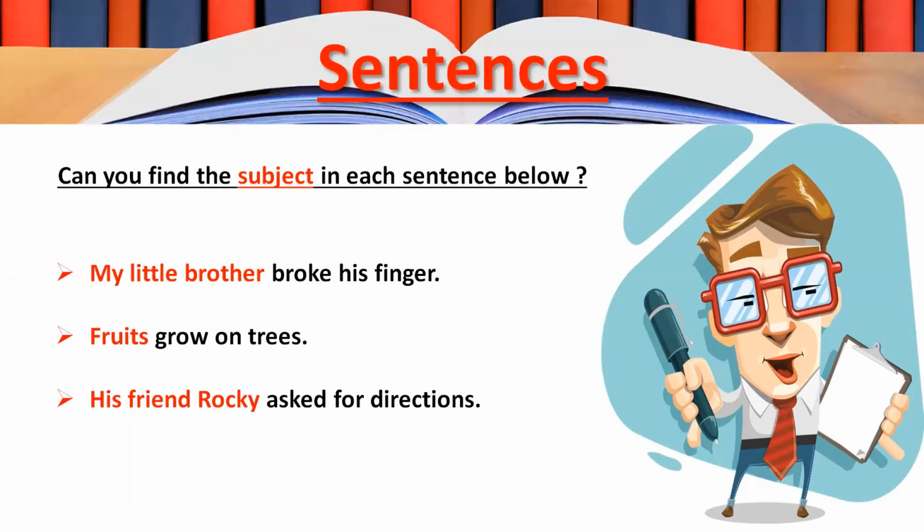Next sentence, fruits grow on trees. Which is the verb here? Grow. So we will ask, what grow on trees? Do we get the answer here? Yes, fruits grow on trees. So our subject is fruits because we are talking about fruits.